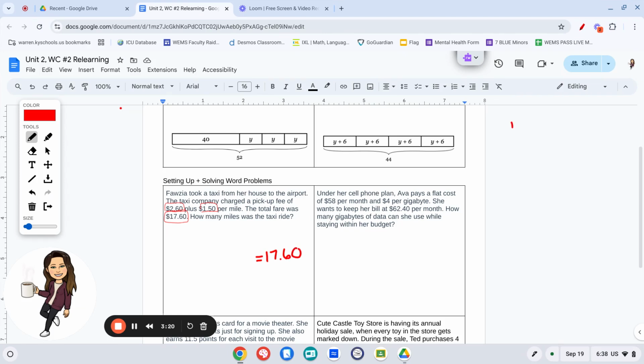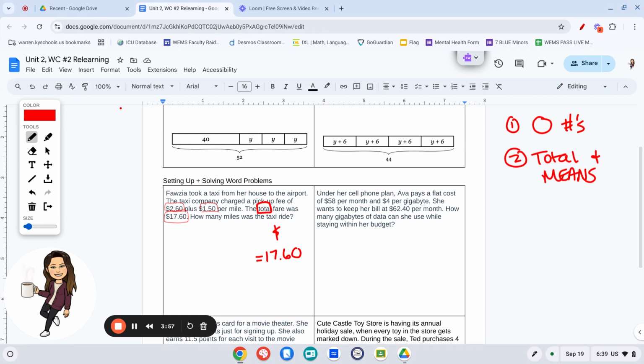The second step, so that's your first step, is circle the numbers. Your second step is find the total and what it means. It literally says total, okay? The total fare was $17.60. You need to figure out what that total is talking about. So $17.60 is talking about money. The important thing is if our total is in money, then our other 2 terms in the equation have to equal money.